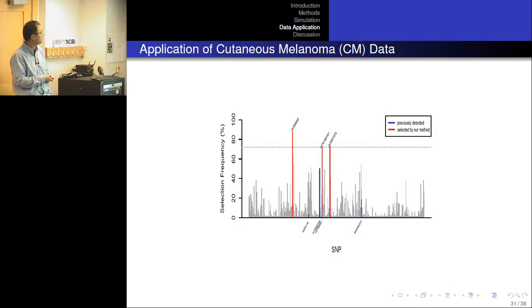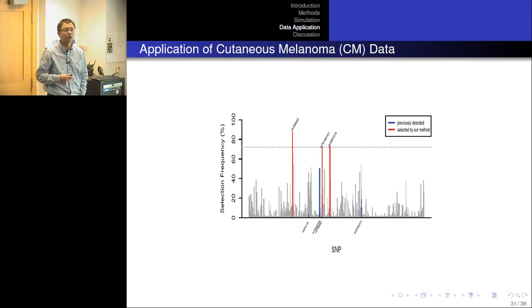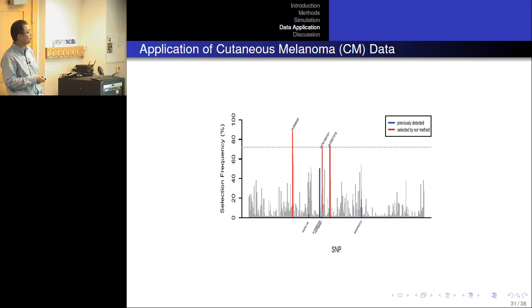Here we draw the selection frequency for all these variables. The red line is the variable we selected, and the blue line is a variable identified in a previous study. The previous study used univariate analysis, and they reported some identified SNPs. We compare the results. We can see these 3 variables are identified. This SNP is highly correlated with one of the previously reported SNPs, and the other 2 are relatively newly identified SNPs.